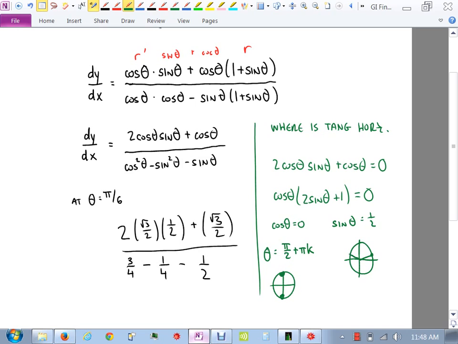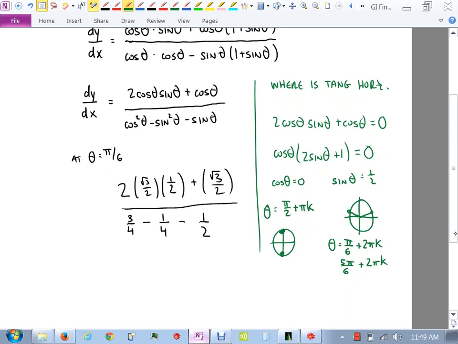Here and here. That's pi over 6 plus 2 pi k, and then 5 pi over 6 plus 2 pi k. Because to get from this point back to itself would require a full rotation to get back to it.